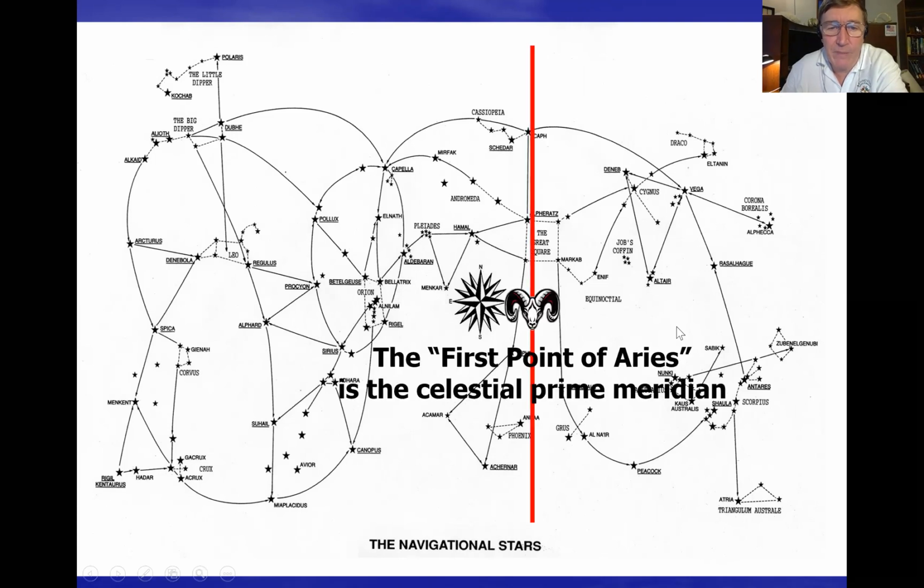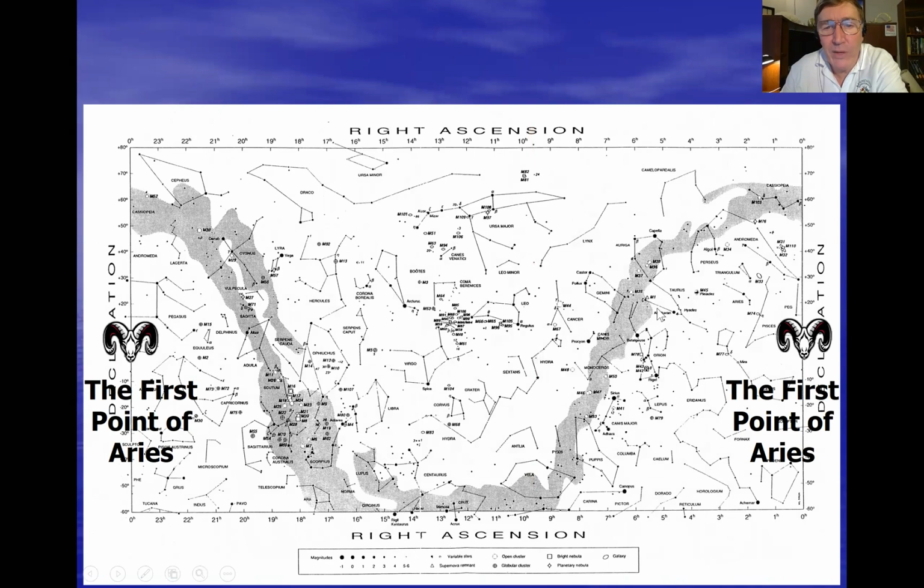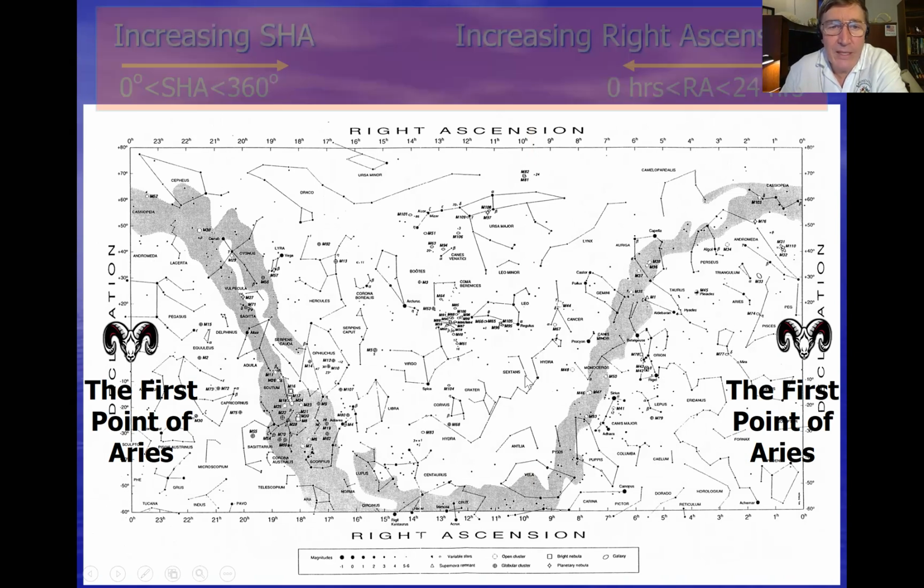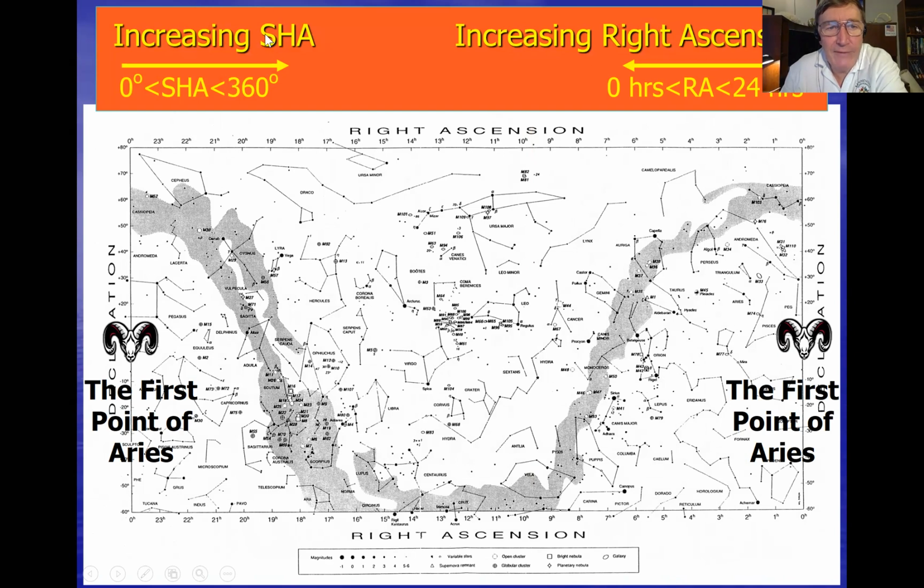Let's do an example. Here's our celestial prime meridian. By the way, if you use this other chart, the left and right edges of the chart are where the first point of Aries is. If you are a celestial navigator, we talk about SHA. If any of you are into astronomy, astronomers do it the other way around. Rather than starting from the left side and counting to the right, they start from the left side, which is the same thing.